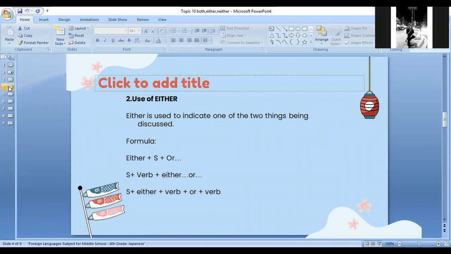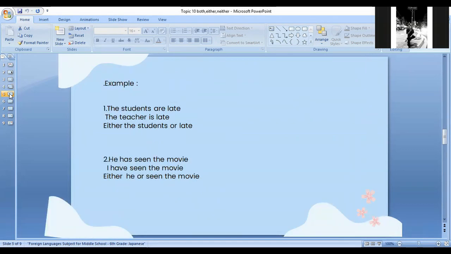Use of either. Either is used to indicate one of two things being discussed. Formula: either plus subject or subject plus verb; subject plus verb plus either or; subject plus either plus verb or verb. Example: the student is late. The teacher is late. Either the student or the teacher is late. Two, he has seen a movie. I have seen the movie. Either he or I have seen the movie.